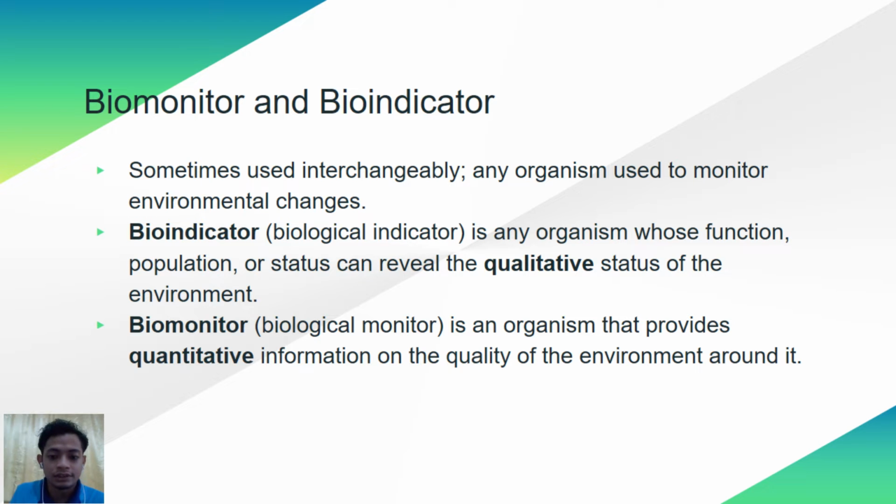So qualitative status refers to the quality of the environment. Based on the organism, we can know either the environment is clean or polluted. But for biomonitor, we can also know if the environment is clean or polluted based on the organism, and based on that organism too, we can quantify, meaning we can calculate the degree of pollution. So that's the difference between biomonitor and bioindicator. Biomonitor we can use to calculate, and bioindicator we only use to see the quality of the water or of the environment.